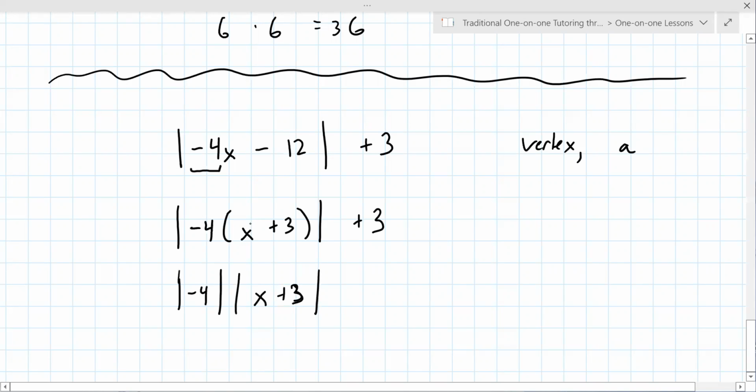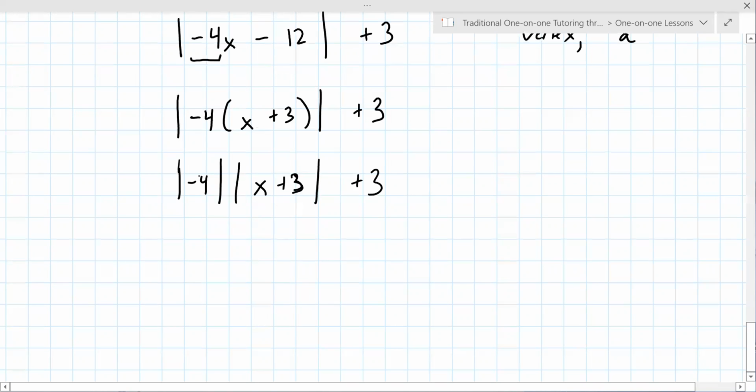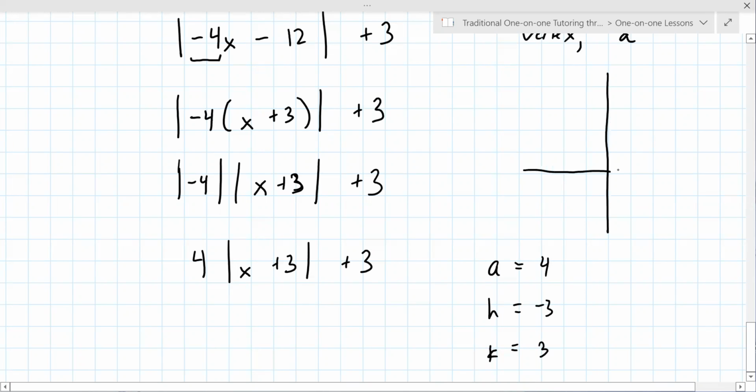And you might be asking, why aren't the parentheses there? You can put them there, but the absolute value already has them. And so the absolute value of -4 is 4. Now you can tell me the value of a, h, and k. A is 4. H is always the opposite of this, -3, and then k is 3 because of this over here. And the reason this is so nice is you can then do a quick sketch of the graph. So it's left 3, up 3, and then it's going up like this.